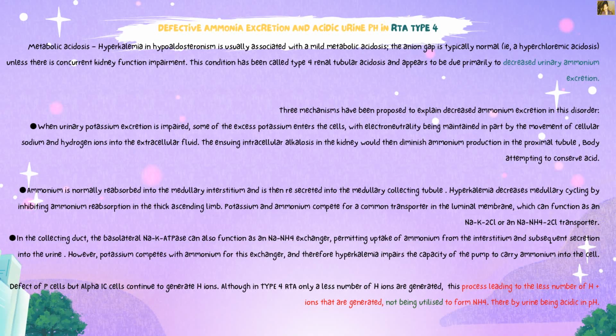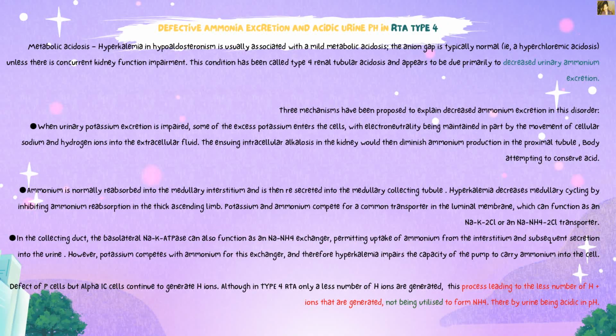Now in such a situation you also have defective ammonium excretion. So you have defective ammonium excretion, ammonia not coming into the urine to combine with the hydrogen ion and form ammonium. So the hydrogen ions, although a small number is being secreted, are still left free to acidify the urine. If we understood that concept, then it is not unreasonable to say that the urine pH would be on the lower side in RTA type 4.